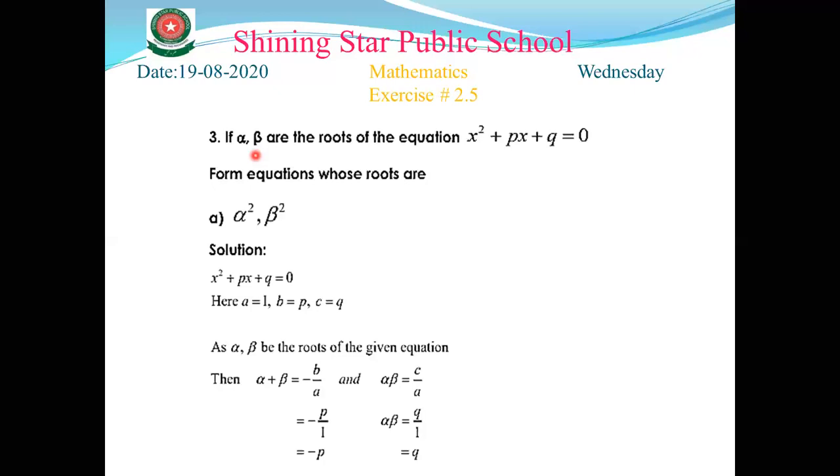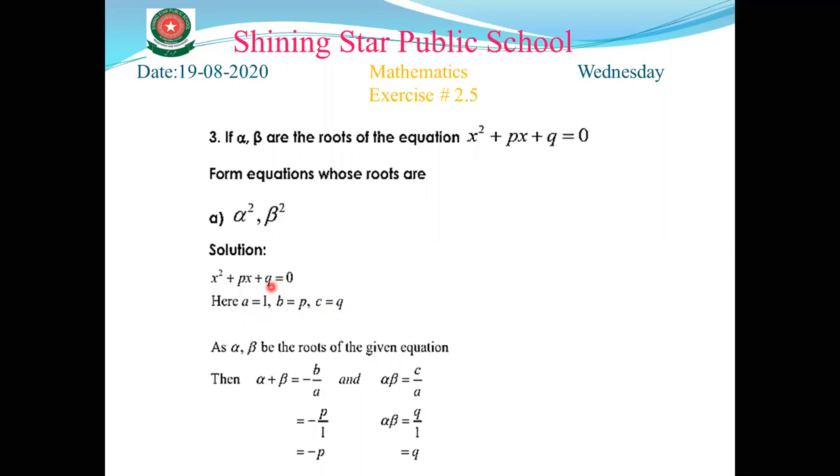today's lecture. So first of all, we have to find a, b and c, and for finding a, b and c, we have to compare this equation with the standard form of the quadratic equation. When we compare, we will get a equals 1, b equals p, c equals q.